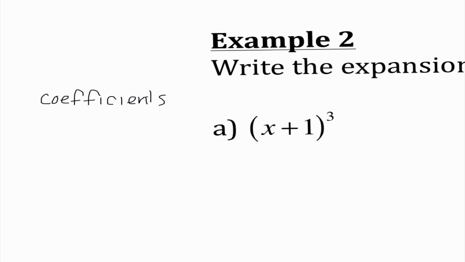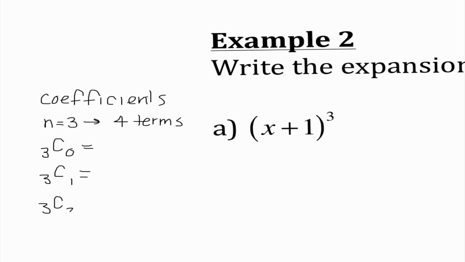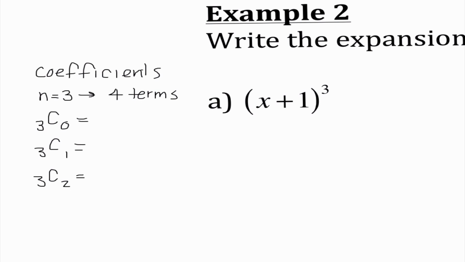Now, if we look at this, our n value is 3. So if n equals 3, we said that there's always one more term than our n value. So that means that there are 4 terms. So what we are going to end up doing, we're going to find what is 3 combination 0, 3 combination 1, 3 combination 2, and lastly, 3 combination 3. Okay, so those are the coefficients that we need.